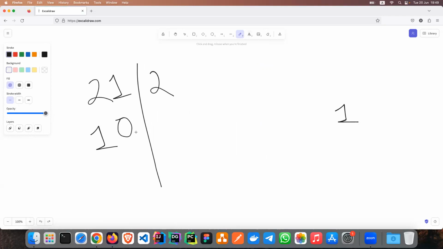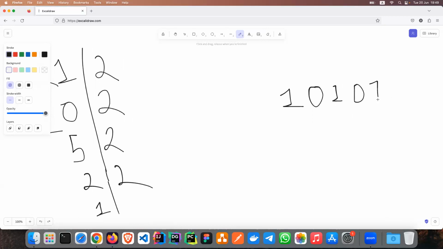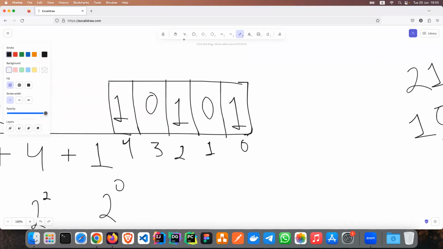Okay, I think I made a mistake here. If I divide 10 by 2, I get 5, and if there is no remainder, then it's 0. The remainder is 0. 5 divided by 2 is 2, with a remainder of 1. And 2 divided by 2 is 1, with a remainder of 0. At the end, I have 1, and I write this 1 here. So this is my number in binary.